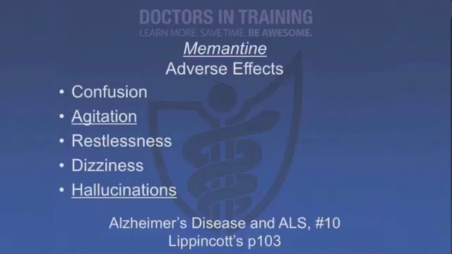The adverse effects of memantine include confusion, agitation, restlessness. Now these effects are pretty much indistinguishable from some of the symptoms of Alzheimer's disease, so it's sometimes hard to tell, is the patient's disease getting worse or are they having an adverse effect from the drug? The drug can also cause dizziness and hallucinations. It's also worth noting that memantine can be metabolized differently by different patients.